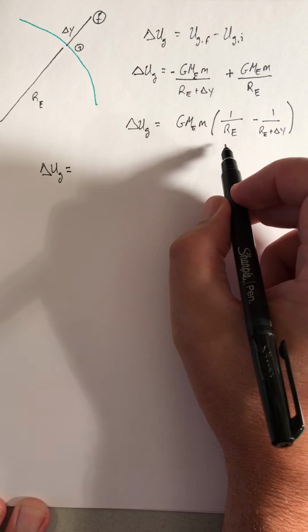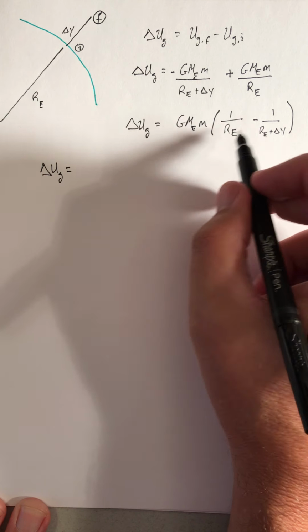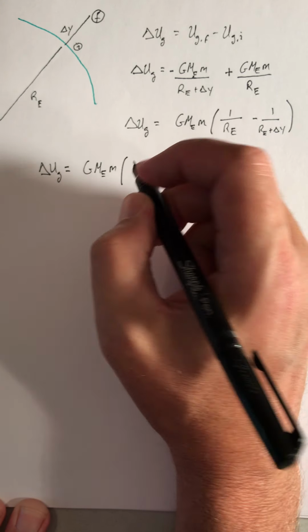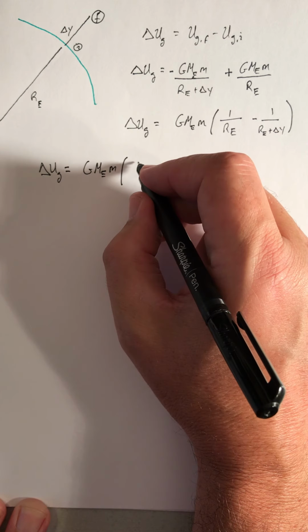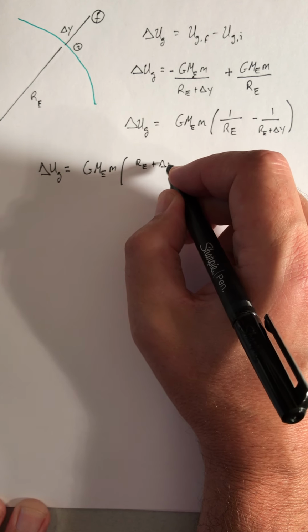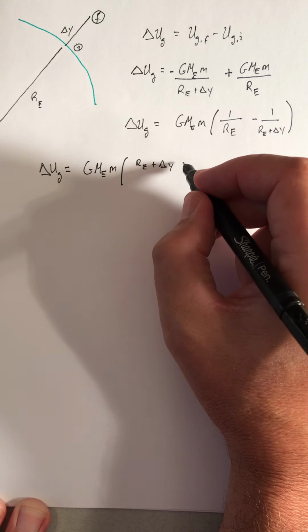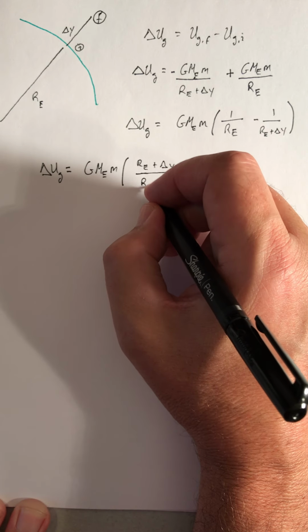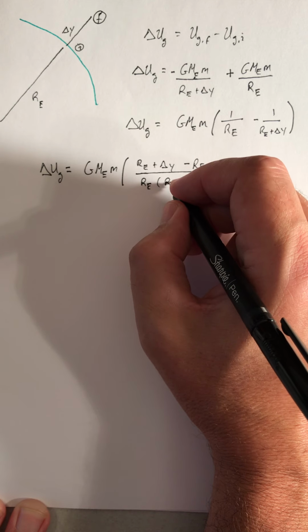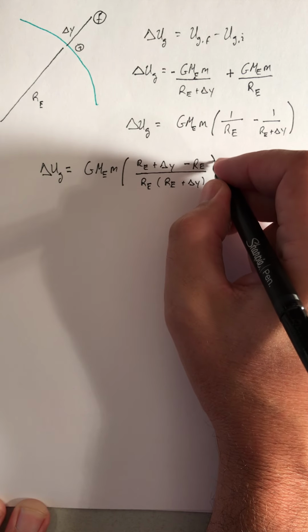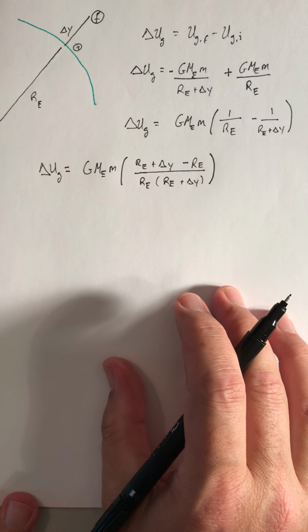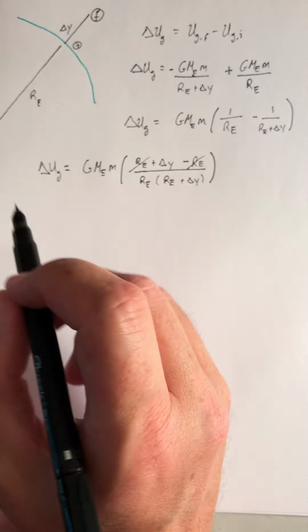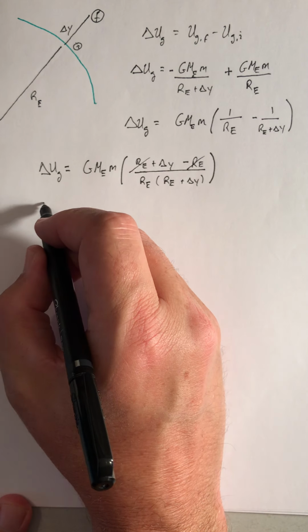I'm going to give everything a common denominator for the two terms in the parentheses, so I'm just going to cross multiply. I'm going to have the radius of the Earth plus delta y, and cross multiplying this way is going to give me a minus radius of the Earth, and then the common denominator is the radius of the Earth times radius of the Earth plus delta y. So those are going to cancel out. And some of this is going to start looking familiar.